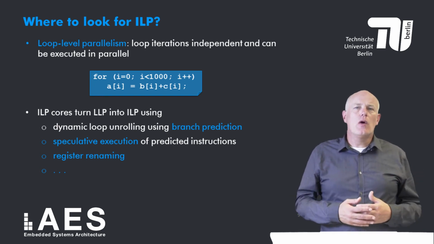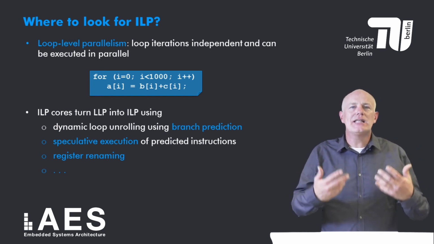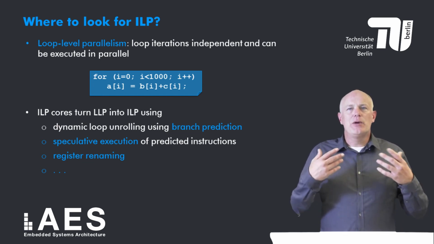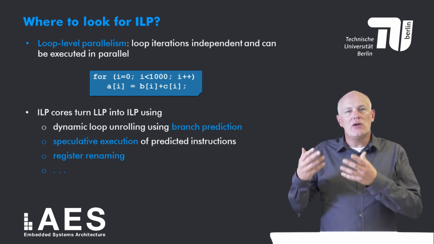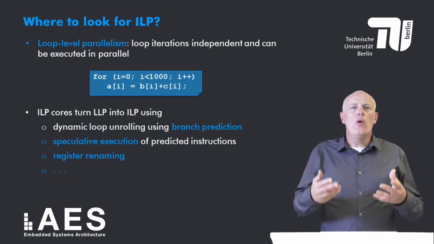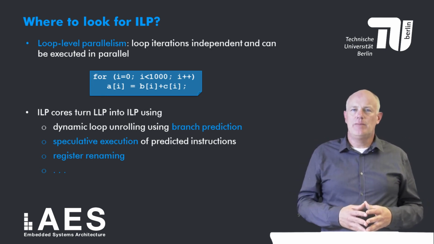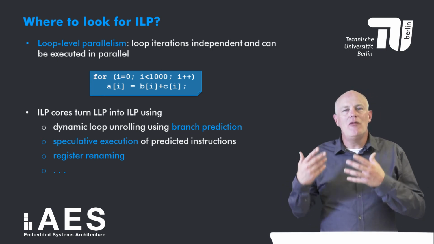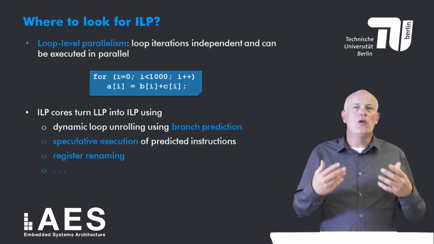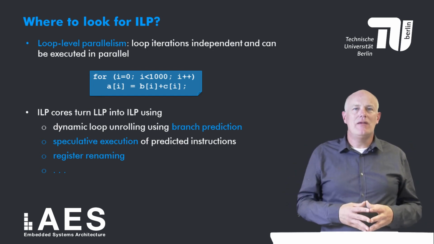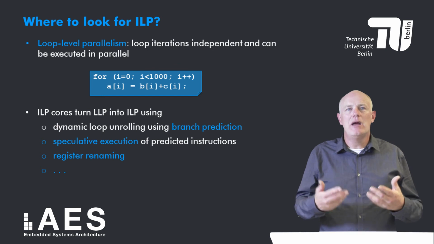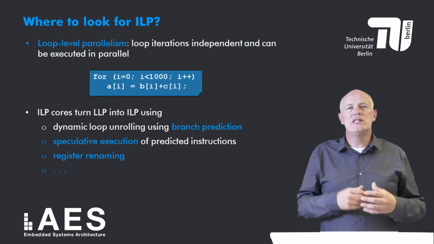Dynamic ILP cores also speculatively execute the instructions predicted by the branch predictor. Speculatively means that the instructions are executed before knowing that they should be executed. Furthermore, dynamic ILP cores also apply register renaming in hardware in order to eliminate name dependencies. Dependencies that are present only because the same name is used, but there is no flow of data.